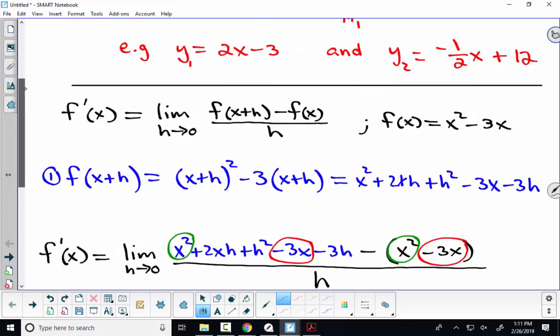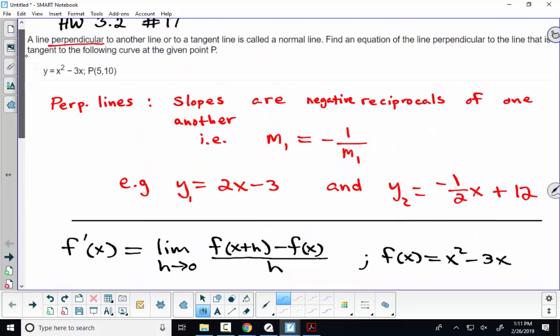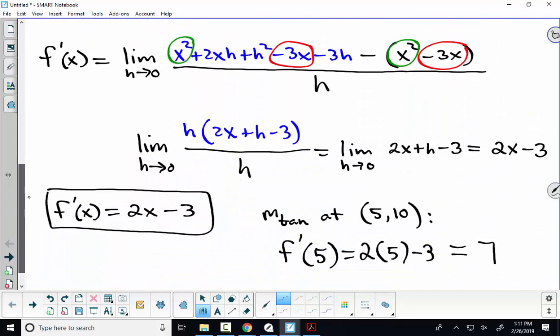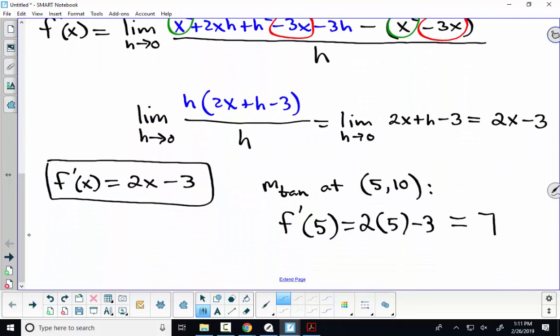Yeah, so let's look at the instructions again. Find the equation of the line. Okay, yeah. So now, y minus y1 equals the slope times x minus x1. Would we plug in the 5 and the 10 and then just change the slope to -1/7? Yeah, right.